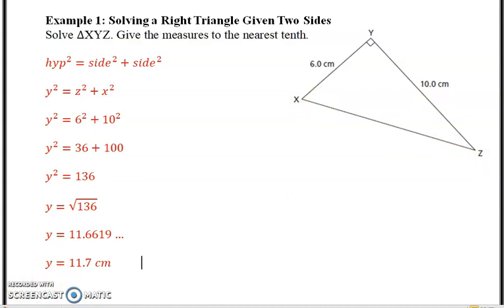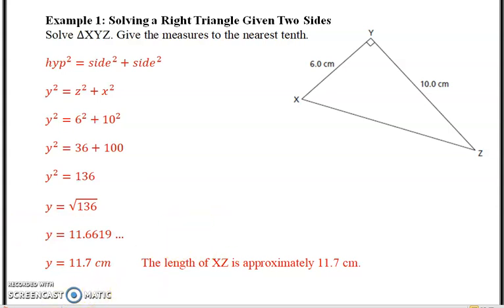So the length of xz, if you wish, or you can just say y is approximately 11.7 centimeters. Okay? That gives you the sides. So now you have all the sides.